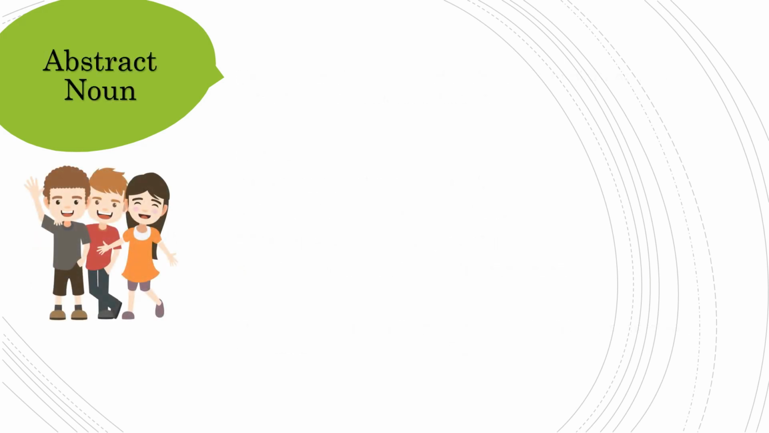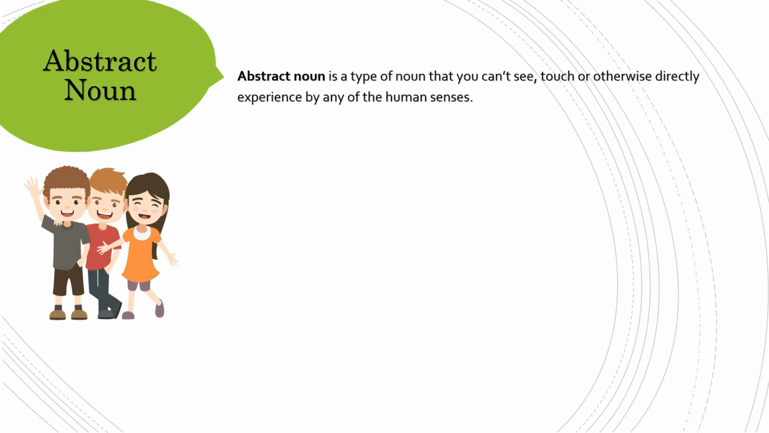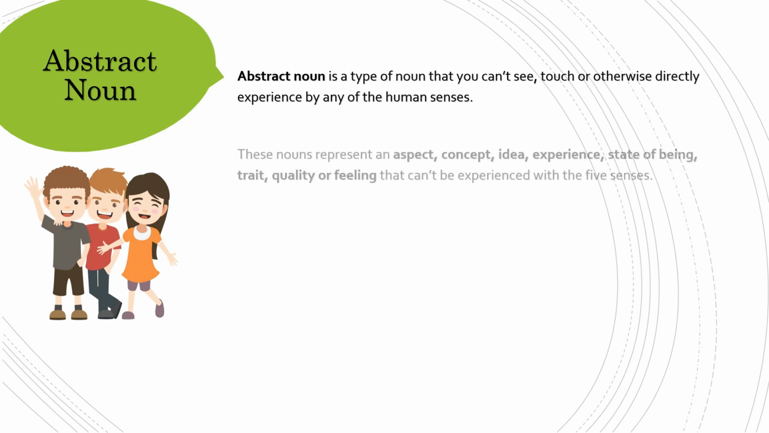Abstract noun. Abstract noun is a type of noun that you can't see, touch, or otherwise directly experience by any of the human senses. These nouns represent an aspect, concept, idea, experience, state of being, trait, quality or feeling that can't be experienced with the five senses.